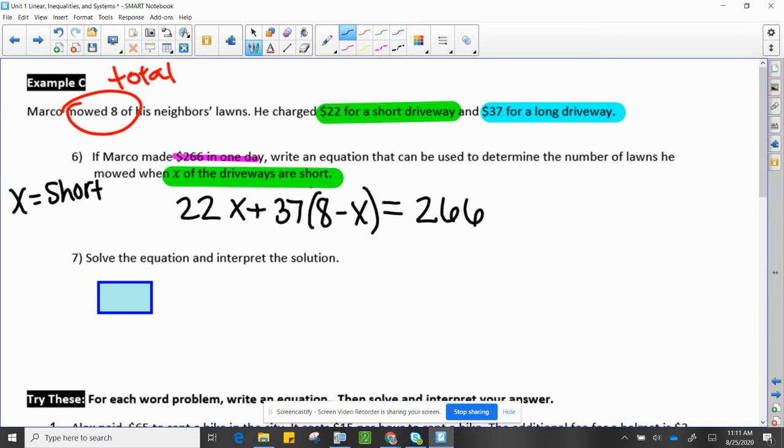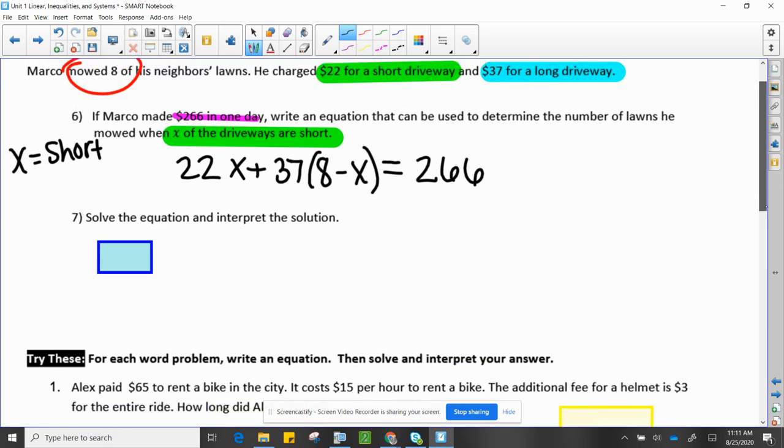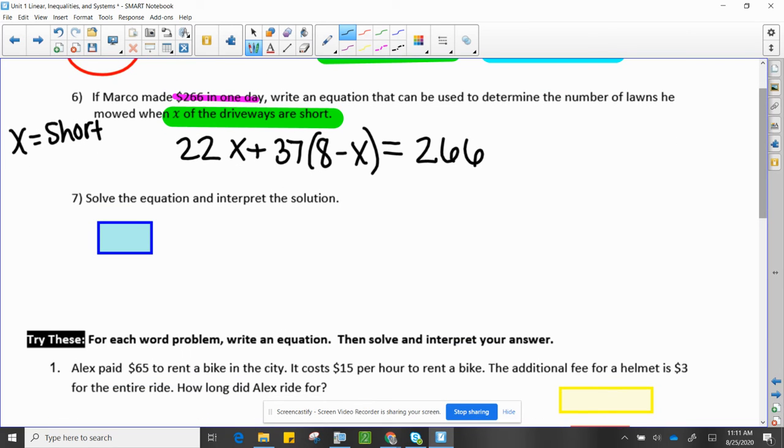Now I'm going to have you guys go ahead and solve this problem. You got to do a little distributing, combining like terms. So go ahead and try this problem on your own, see what you get. So solve the equation and interpret your solution. Okay, so if you did it correctly, you should have got that X equals 2.